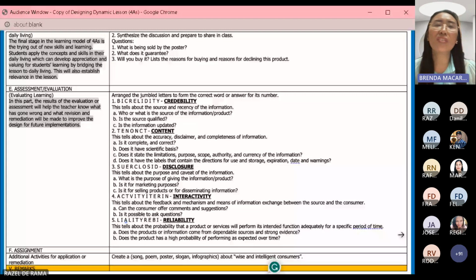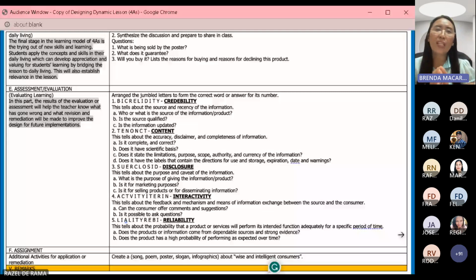What is being sold by the poster? Kasi may poster nga silang i-analyze, no, yung magic bracelet. What does it guarantee? Will you buy it? So list the reasons for buying and the reasons for declining this product. So dito papasok yung cognitive constructivism. So learning is anchored in evolving the context with the guiding resources. So yung pinaka-guide resources dyan, yun yung poster.